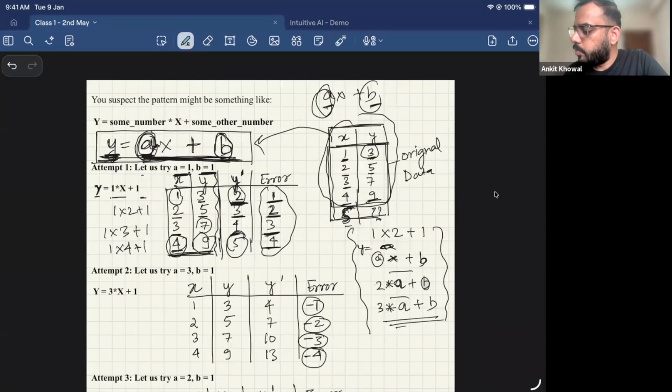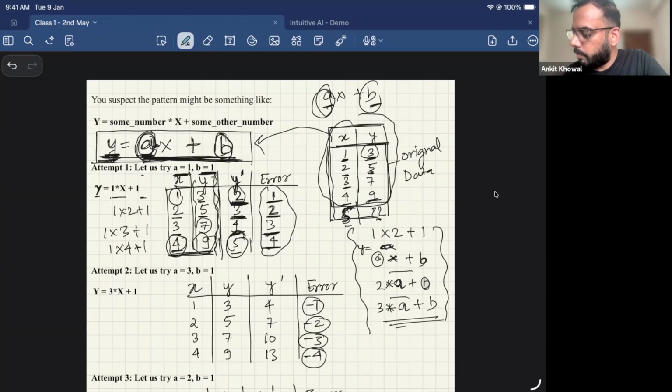Because I know for 1, the output is 3. For 2, the output is 5. Let's try to come up with what could be A and B. So let's do a random guess. I will take A as 1 and B as 1, and I will see what output I am getting. So I got this as the output, 2, 3, 4, 5. Then I compared it with the actual output that I was already provided, given this is the training data.